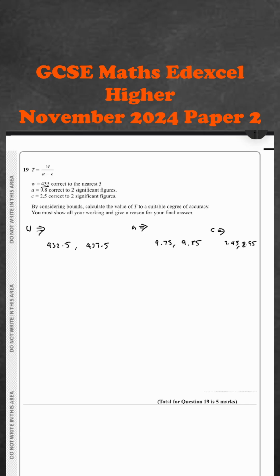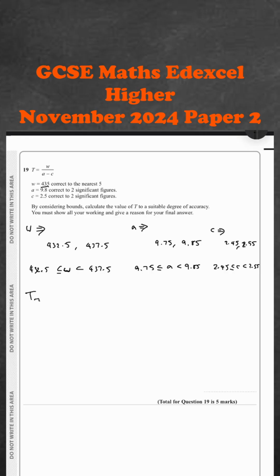Okay, so let's just rewrite that nicely. 432.5 is less than or equal to W, which is less than 437.5. 9.75 is less than or equal to A, which is less than 9.85. And 2.45 is less than or equal to C, which is less than 2.55. Okay, so we need to work out the biggest and the smallest that T can be.